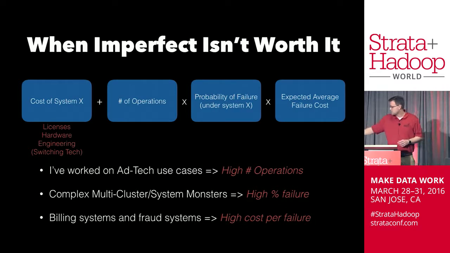If you have billing systems and fraud systems, in a lot of these cases the expected average failure cost goes way up. If someone is fraudulently buying a laptop, that's an expensive failure. Even if that failure is only every 10 million entries, if I'm doing 100,000 things a second, that adds up pretty fast. Basically, things that are very, very infrequent, if you're doing things at scale, suddenly become frequent.